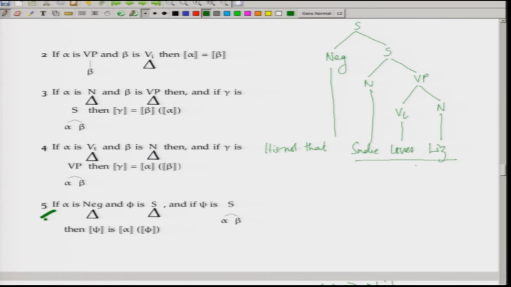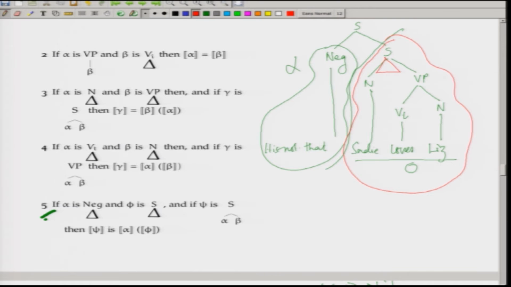We know that this is 0, I am sorry. So, this is actually 0. Now, we have calculated that. We don't have to work on this area, we just work on this area. So, let us concentrate on rule 5, which says that if alpha is neg goes to something, now this is alpha, and if phi is S goes to something, so phi is this, S goes to something, and we have seen that alpha is neg goes to something.